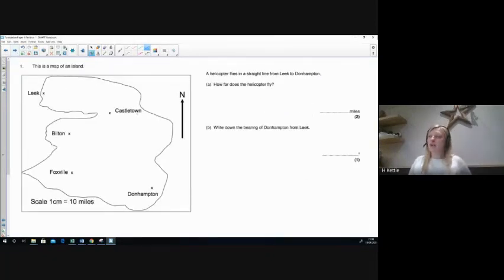Okay, this is a map of an island. A helicopter flies in a straight line from Leek to Donhampton. So we're going from here to here. How far does the helicopter fly?